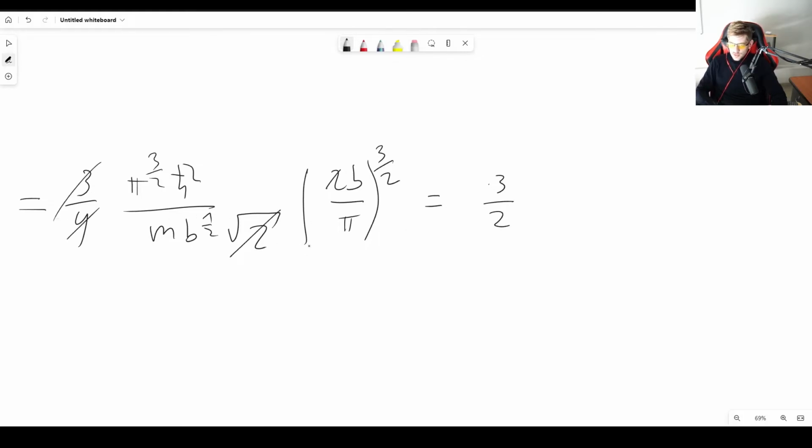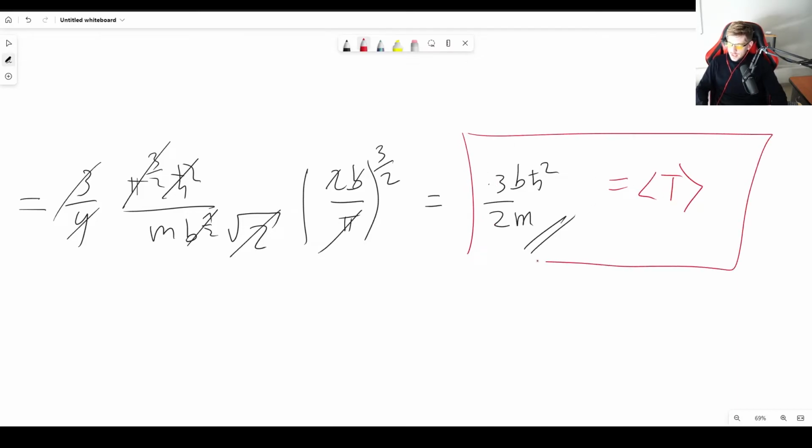So we already considered that. Then we have pi to the 3 halves, pi to the 3 halves, b to the 1/2, b to the 3 halves, so we get b. Then we have h bar squared, and then we have divided by m. So there we go. This is the expectation value of the kinetic term.